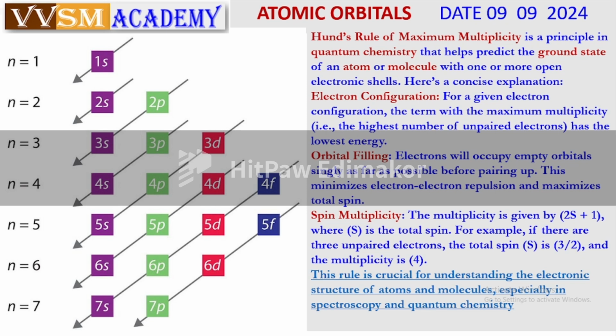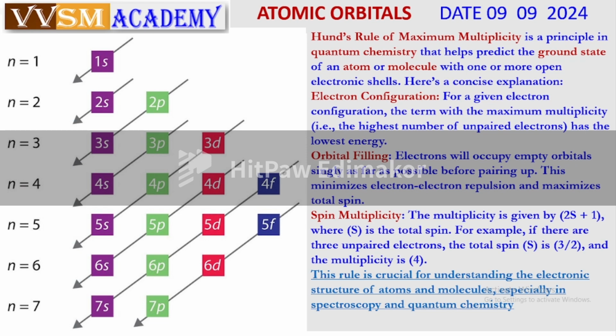Here is a concise explanation. For a given electron configuration, the state with the maximum multiplicity, that is the highest number of unpaired electrons, has the lowest energy. Orbital filling: electrons will occupy empty orbitals singly as far as possible before pairing up. This minimizes electron-electron repulsion and maximizes the total spin.